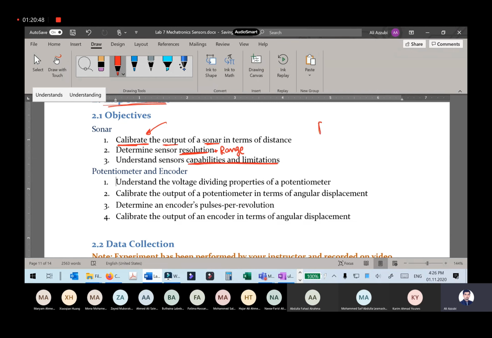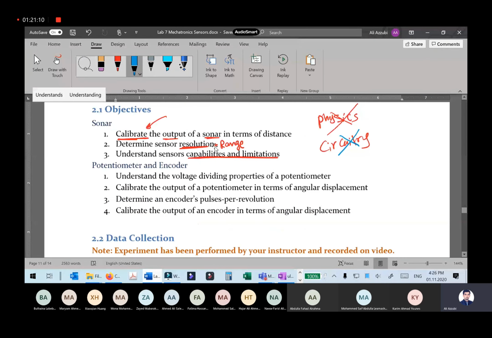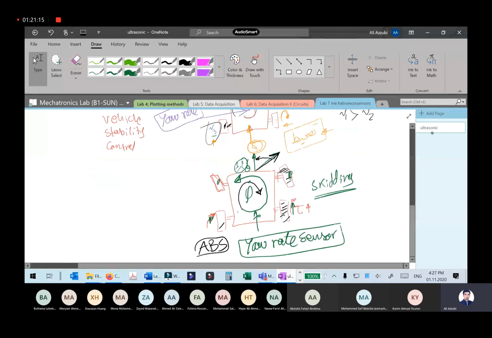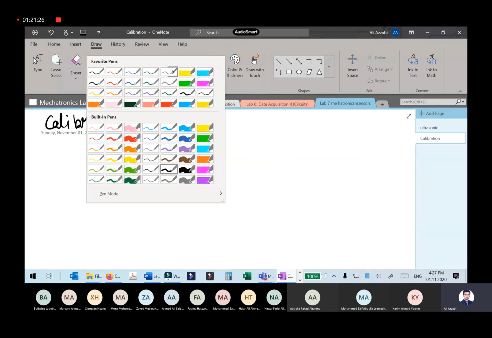I'll not go into physics and circuitry. These are topics by themselves. All right. What is calibration? This is a very simple technique. Alright, so let's see here calibration. Okay, so in calibration, it's very simple.